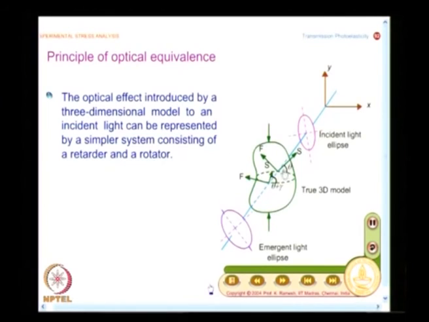So, the idea here is that I want to find an equivalence of what happens inside a 3 dimensional model optically, because we are only providing an optical equivalence. We are only looking at the incident and exit light ellipse. We match the incident and exit light ellipse by replacing the 3 dimensional model by a retarder and a rotator. That is why it is called the principle of optical equivalence.